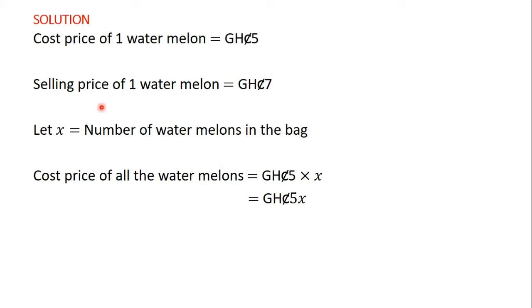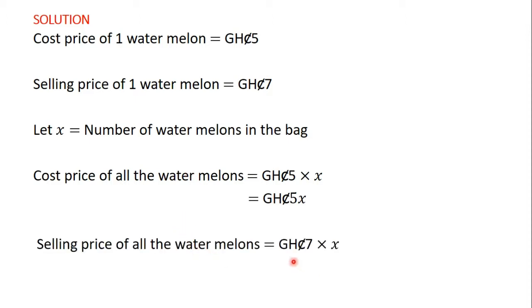In the same way, the selling price of one watermelon is 7 Ghana cedis. So the selling price of all the watermelons in the bag is equal to 7 Ghana cedis times x, which is the number of watermelons in the bag. So 7 Ghana cedis times x, and this will give us 7x Ghana cedis. So the cost price of all the watermelons in the bag is 5x Ghana cedis, and the selling price of all the watermelons in the bag is 7x Ghana cedis.